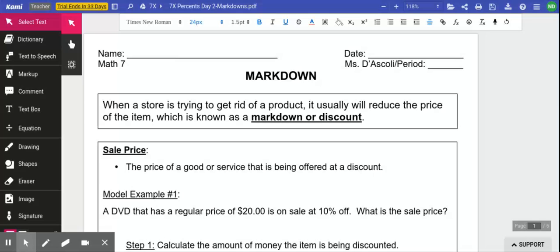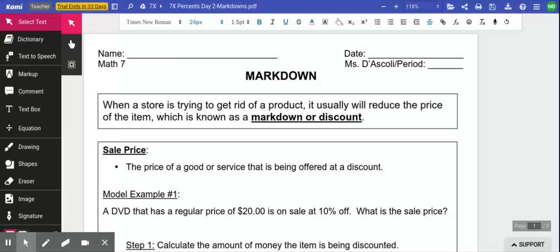And yesterday I had mentioned in the video that there are going to be a lot of word problems that we're going to have to answer in this unit, and there are going to be a lot of new key vocabulary words that are going to tell us that we have a percent word problem. And yesterday that word was commission. Today the word is markdown or markdowns.